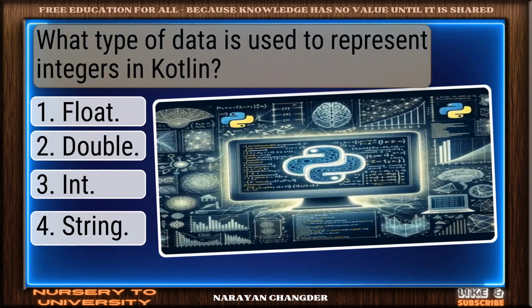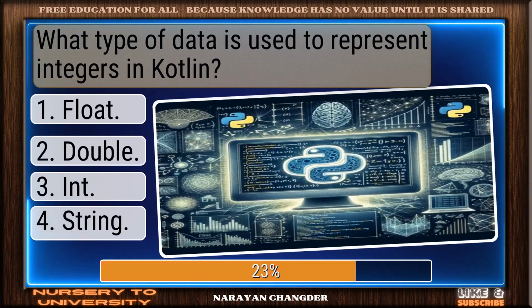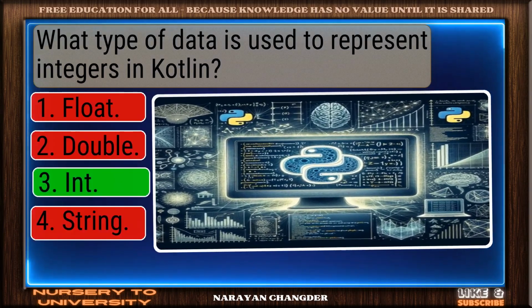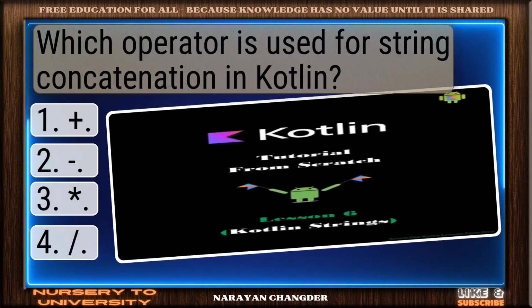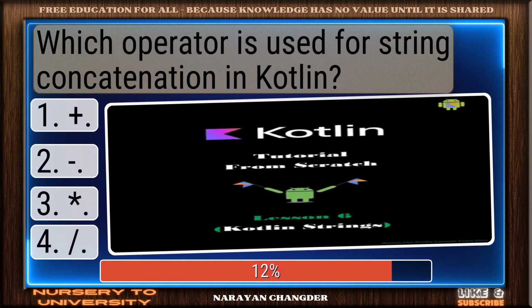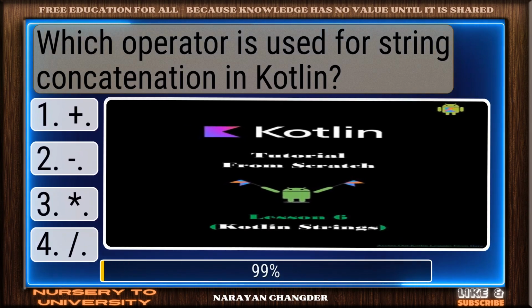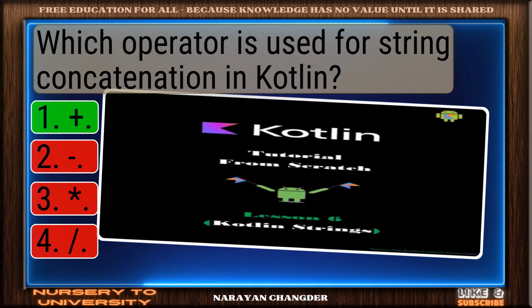Question number 16. What type of data is used to represent integers in Kotlin? Well reasoned. Int is the correct choice. Question number 17. Which operator is used for string concatenation in Kotlin? Perfect. Plus is the correct choice.